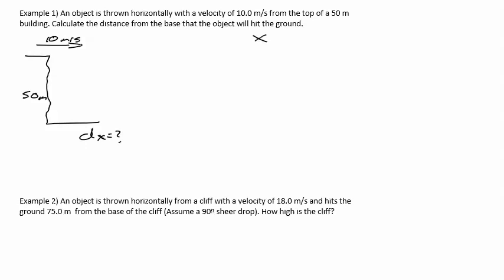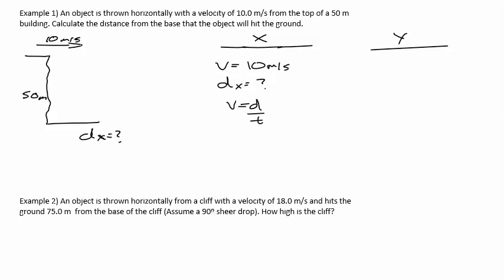Now, in order to solve this, I like to set this up as a t-chart. We know things in the x direction, we know things in the y direction. In the x direction, we know the velocity is 10 meters per second. We want to find that distance, which means we need to know the time in order to find the distance. There's no acceleration here, so we'll be using v is equal to d over t, or specifically d is equal to v times t. Okay, so we'll need to find the time.